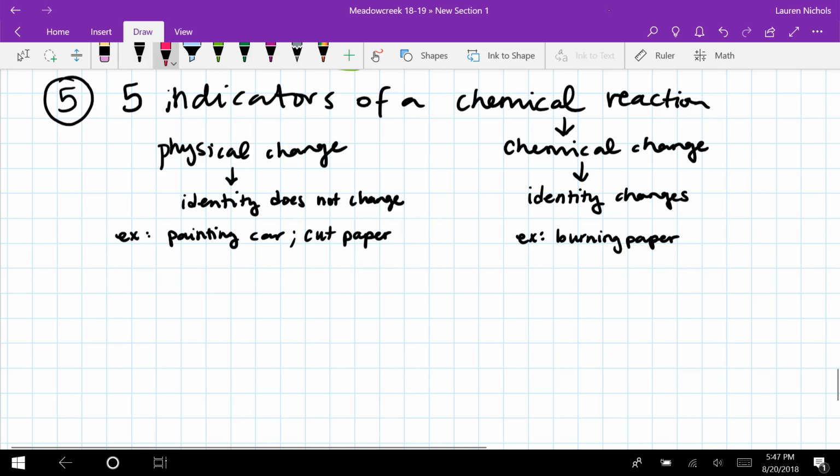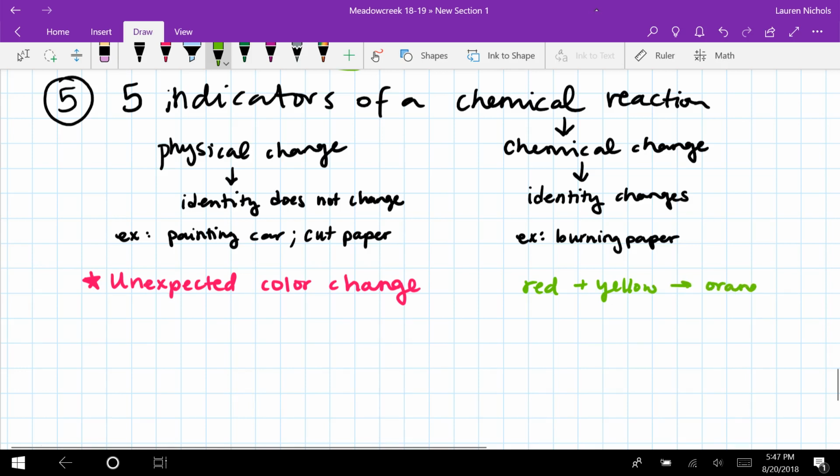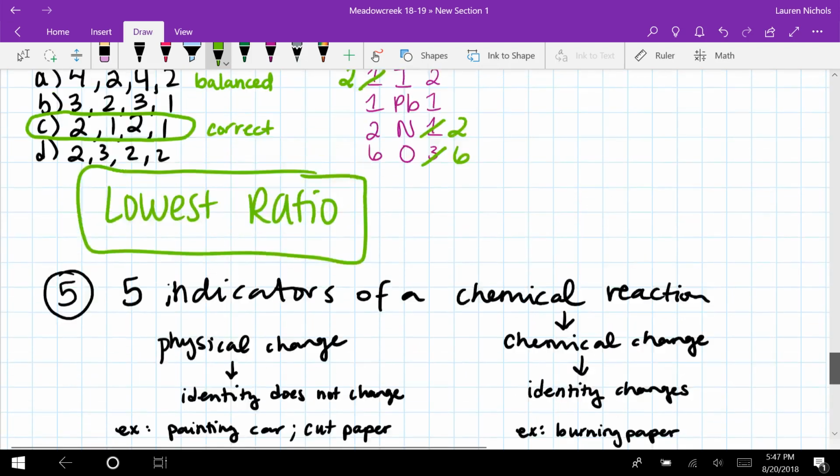So there are 5 indicators. The first one is an unexpected color change. And the word unexpected is extremely important there. That's because if I have red food coloring and I add it to yellow food coloring, I should not be surprised when it produces orange, right? That is not surprising.